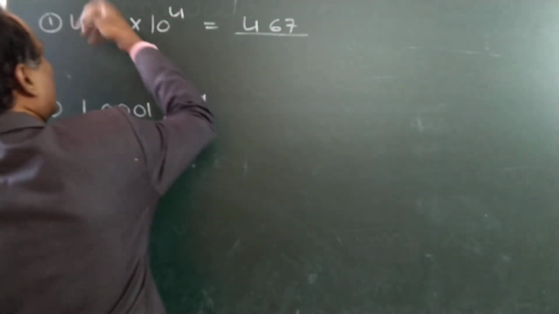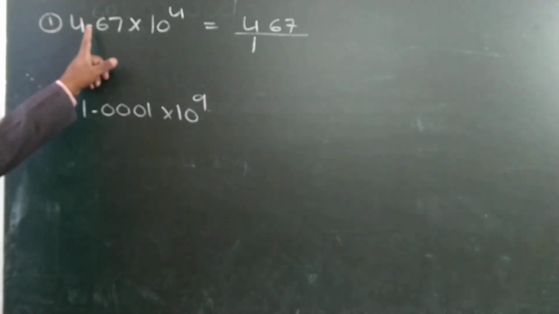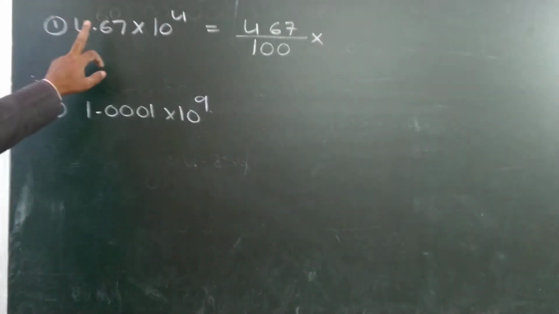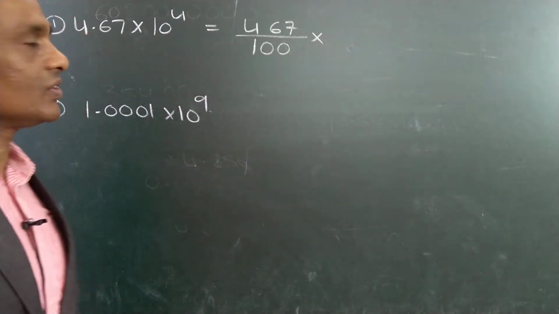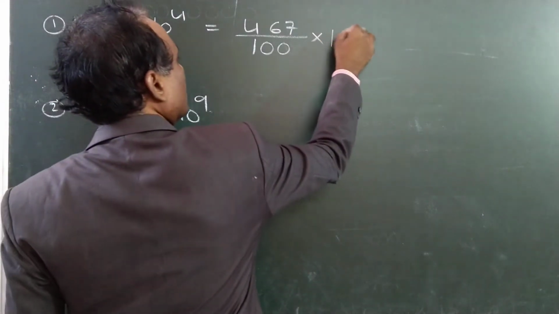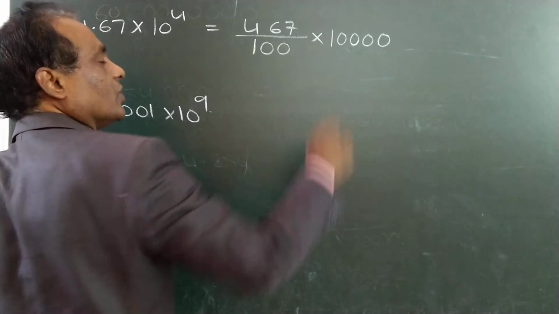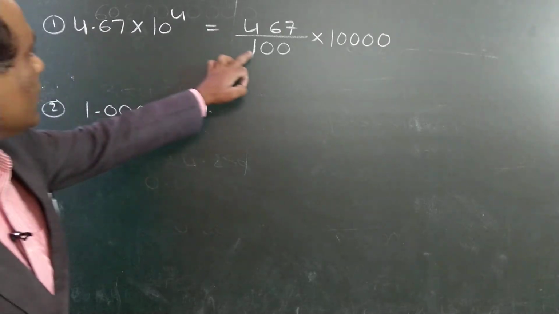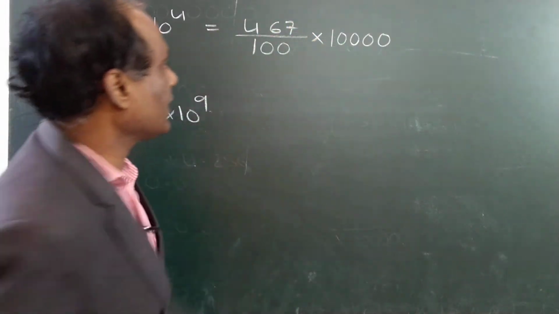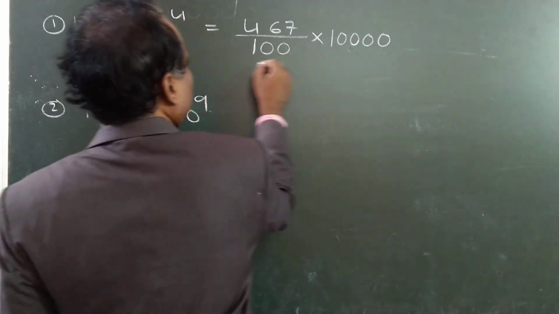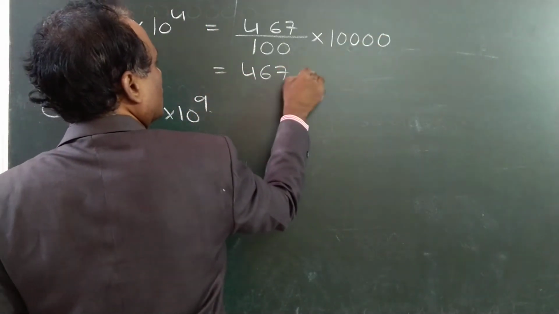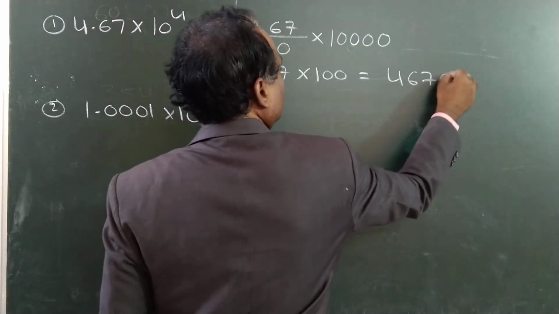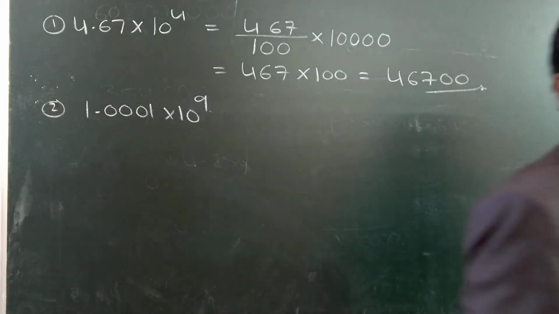467. Normal form means we have to remove the decimal. So if you remove the decimal, after decimal 2 digits, that is 2 zeros. 10 to the power of 4 is 4 zeros. So if you want to remove the decimal, after decimal 2 digits, this is 10 to the power of 4. Cancel 2 zeros, 2 zeros. 2 zeros cancel, 2 zeros remain. Answer. That's all.